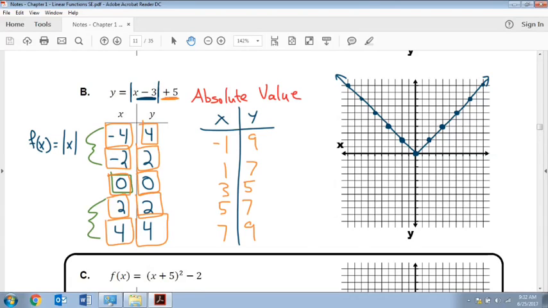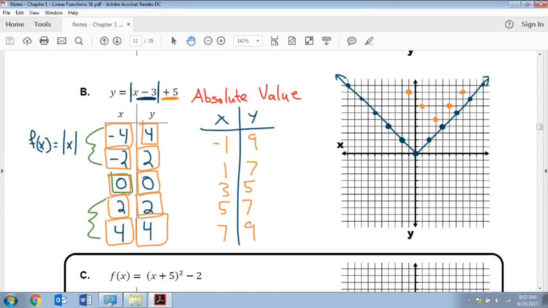So here we go. Negative 1, 9. That's way up here. We got 1, 7. We got 3, 5. We got 5, 7. And then we got 7, 9.